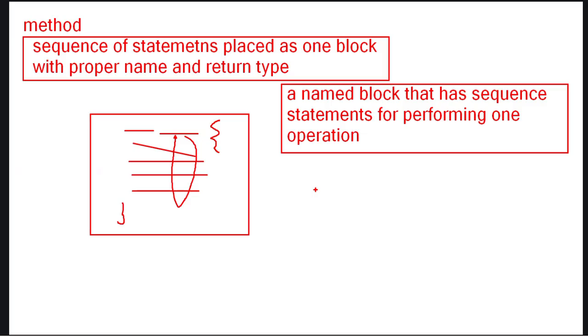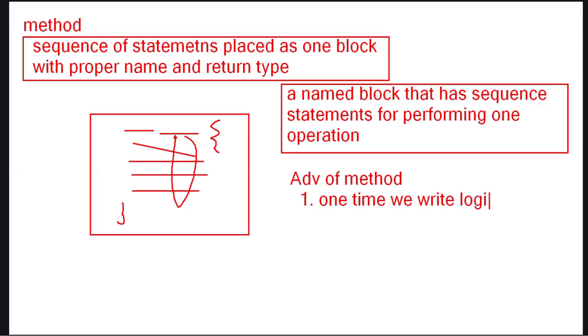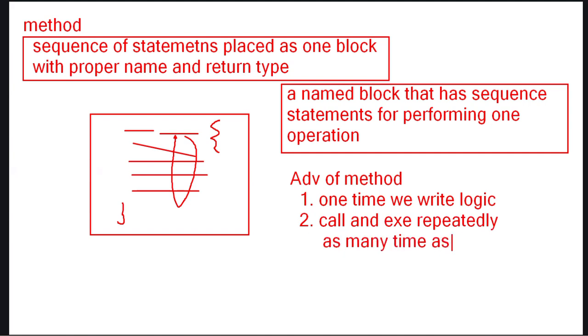How many times can I call the method? What is the advantage of a method? Number one, how many times do we write the logic? One time we write the logic. Second, how many times can we call and execute it? We can call and execute it repeatedly, as many times as we need. Next, how many times do we modify? One time modify.